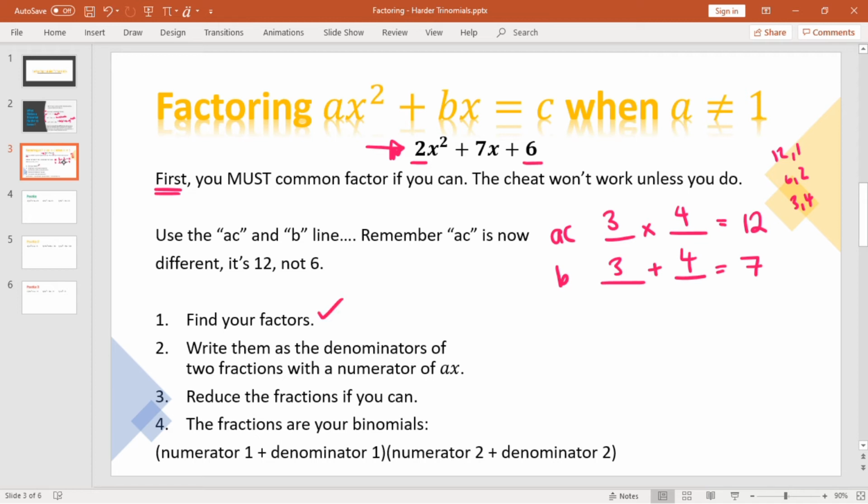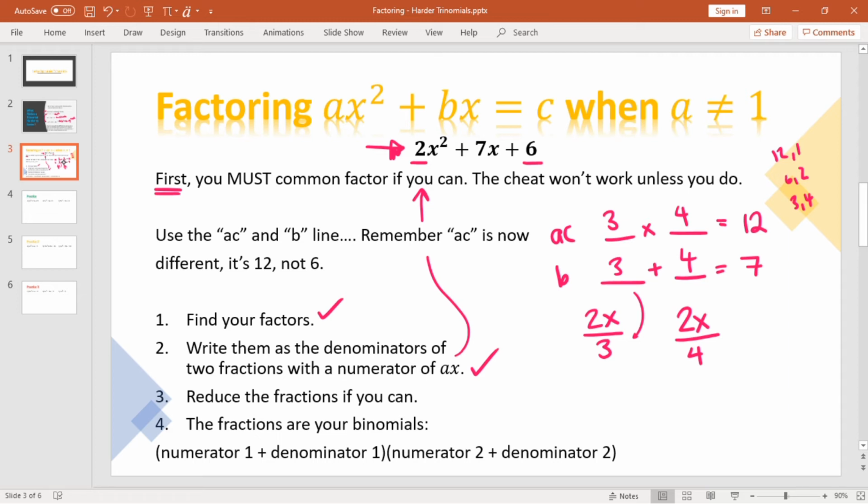So number 2, write them as denominators of two fractions with a numerator of ax. So I'm looking here. A is 2. So I'm going to write 2x over 3, which is one of my factors. And I'm going to write 2x, ax, over 4. I'm going to make these into binomials in a second. So I've done this step. Now, reduce the fractions if you can. So we're just going to act like 2/3. Can 2/3 be reduced? No. So I'm going to leave that one.